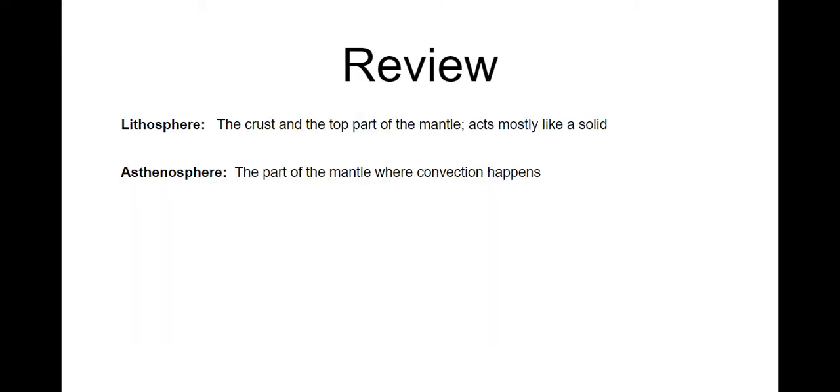As a review, the word lithosphere is the crust and the top part of the mantle, the solid part. The top part of the mantle, even though it's technically semi-liquid, acts a lot like a solid because it flows so slowly that some scientists put it in the lithosphere. The asthenosphere is wherever you're seeing convection in the mantle.